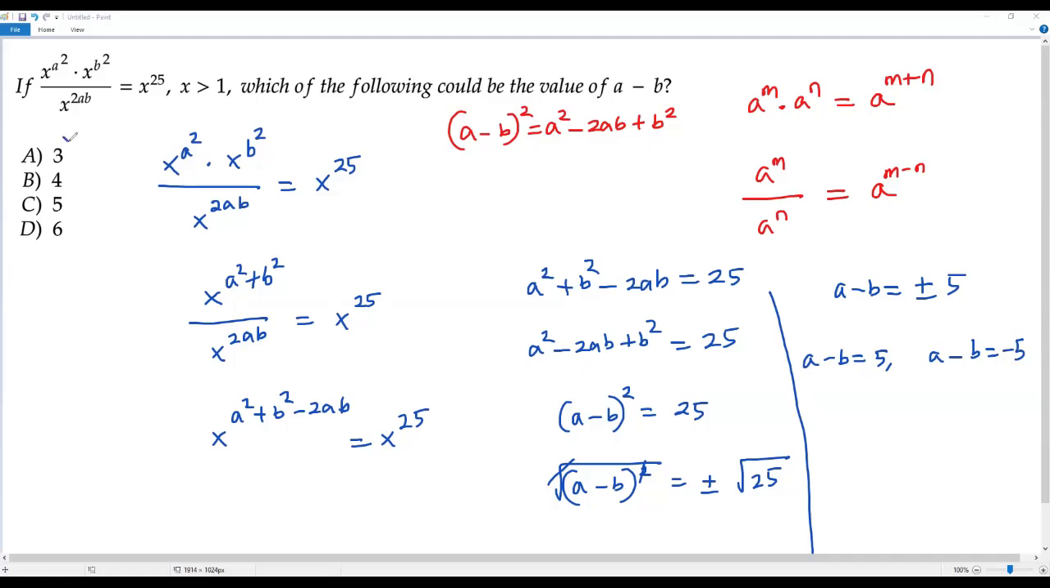We find only positive values in the given answer choices, and since we get a positive value, that is 5 for a minus b, we can choose the option which contains a positive 5. So therefore the correct answer choice for this question is option C.